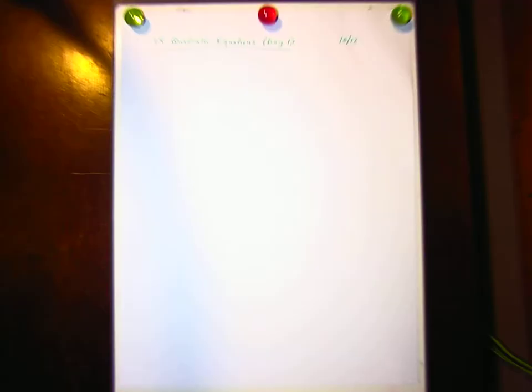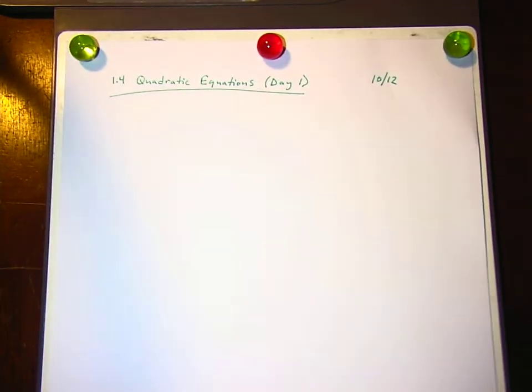Okay, we're finally to solving quadratic equations, which will take us about 3 days. And by the end of it, you'll have a calculator program that you will be proud of and will use a lot, which will be cool.